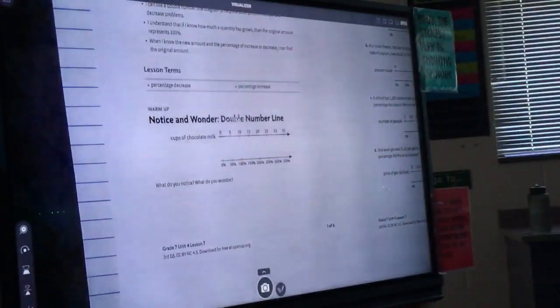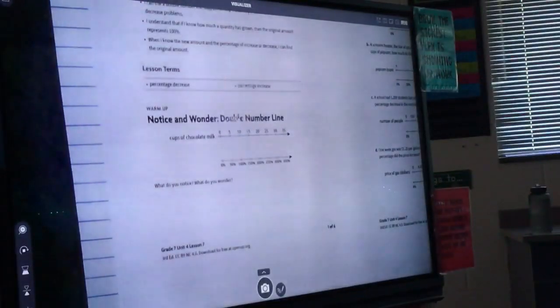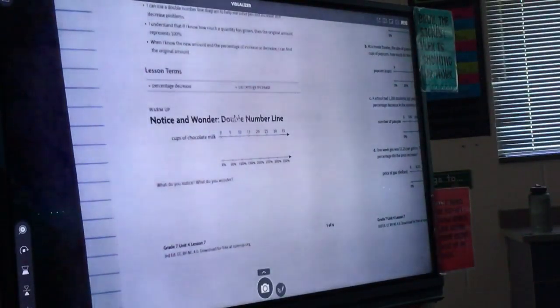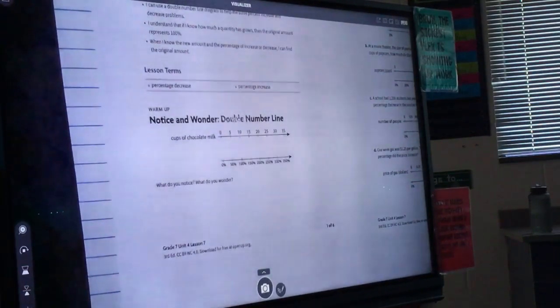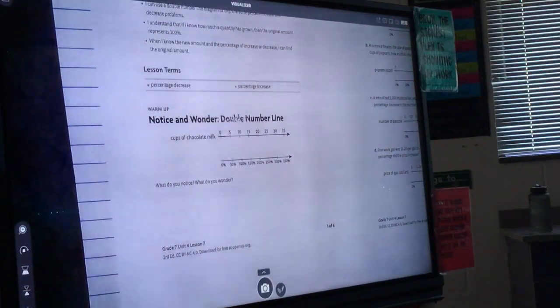All right, for your warm-up, you're doing another notice and wonder. So you're going to talk about what you notice with this number line and for the double number line, and then you're going to talk about what you wonder. So you're writing just one or two things that you notice, one or two things that you wonder, and then we're going to go over it. I'm going to set my timer for 2 minutes today. Go.